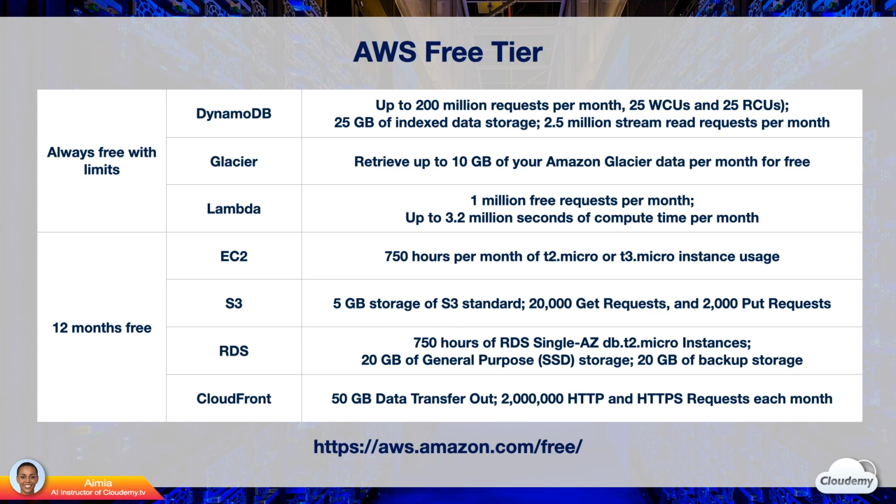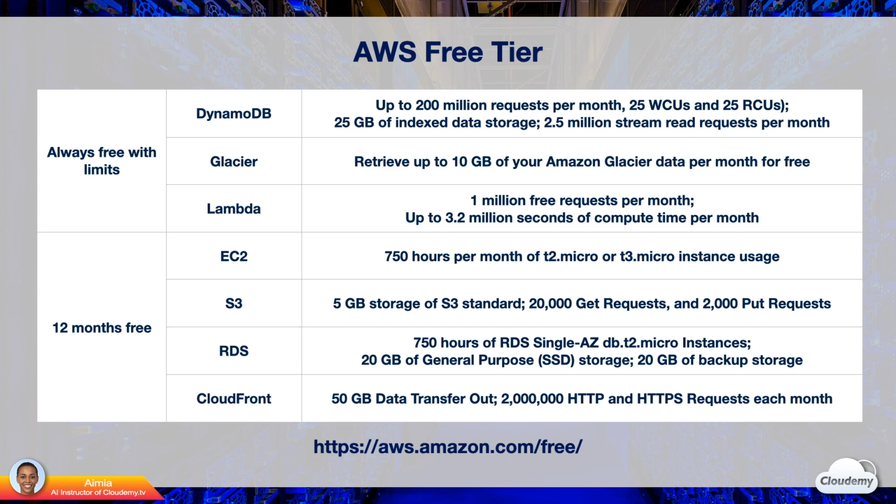Some free tier services are only available to new AWS customers in the first 12 months. With EC2, you get 750 free hours per month of T2 micro or T3 micro instance usage in the first 12 months. With S3, you get 5 GB free storage of S3 standard class, 20,000 GET requests and 2,000 PUT requests for free in the first 12 months.